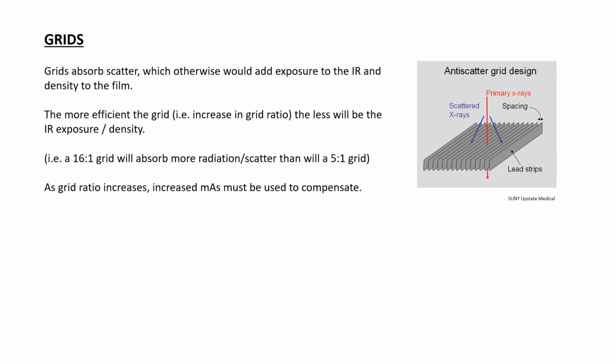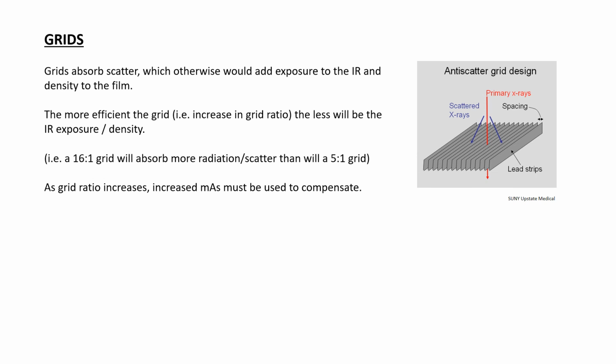As far as grids are concerned, what is the whole purpose of a grid? Well, the purpose of a grid is to absorb scatter. Okay, grids absorb scatter, which otherwise would add exposure to the IR and density to the film. So the more efficient the grid is, which you've heard about, we've talked a little bit about grid ratios. The more efficient the grid is, we're increasing the grid ratio, like going from a 5:1 to a 6:1 to an 8:1 to a 10:1, 12:1, 16:1. As I'm doing that, I'm increasing the grid's efficiency, which means it's doing a better job of getting rid of scatter. So the more efficient the grid is, the less will be the IR exposure or density.